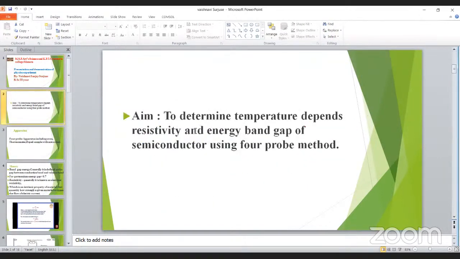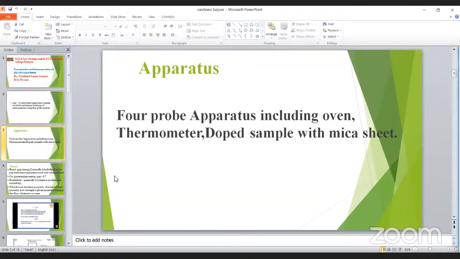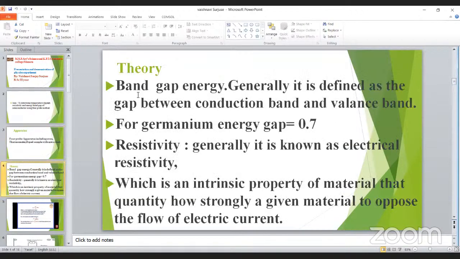Today I have performed the experiment already in a video recording. The aim of my experiment is to determine the temperature dependence of resistivity and energy band gap of a semiconductor using the 4-probe method. The apparatus required for this experiment is the 4-probe apparatus, including oven, thermometer, doped sample with mica sheets, and a sample holder, etc.